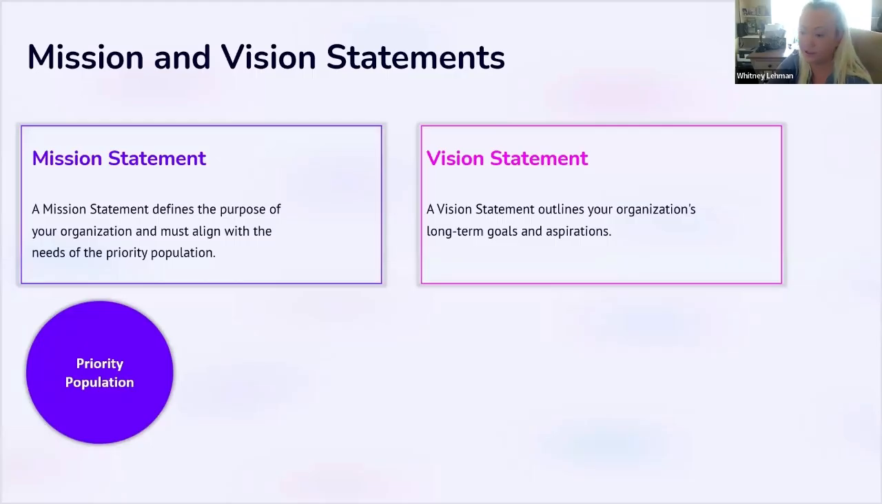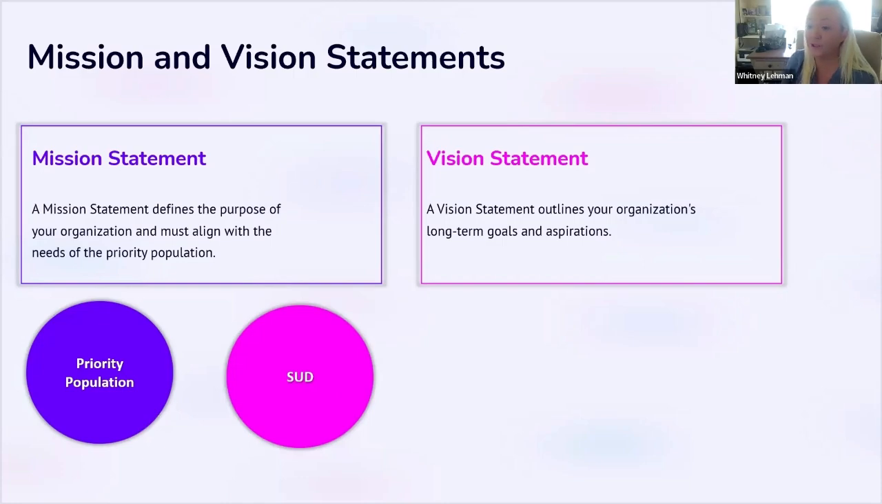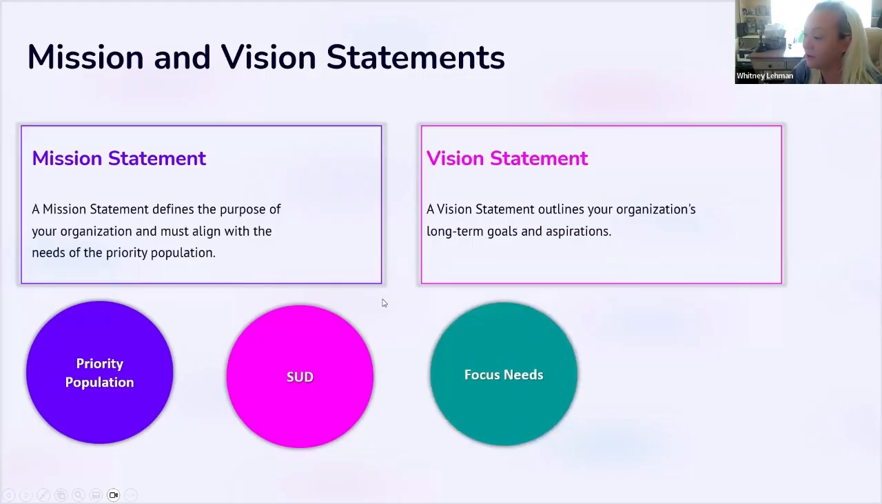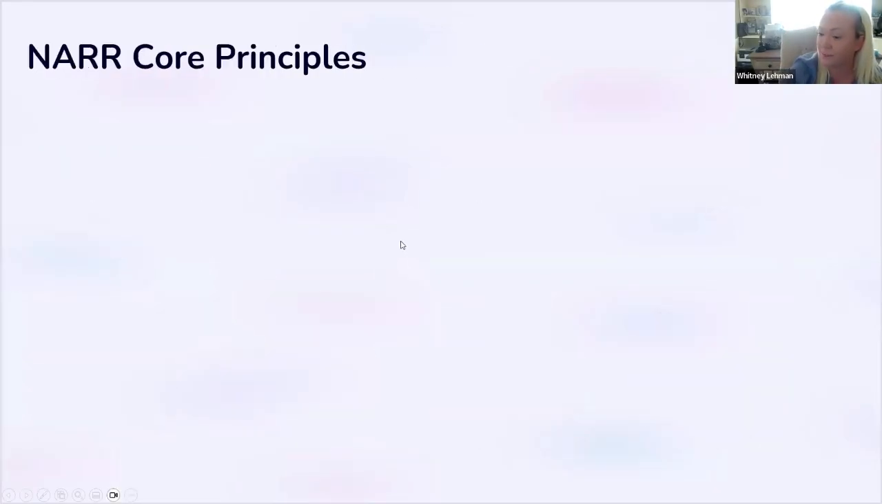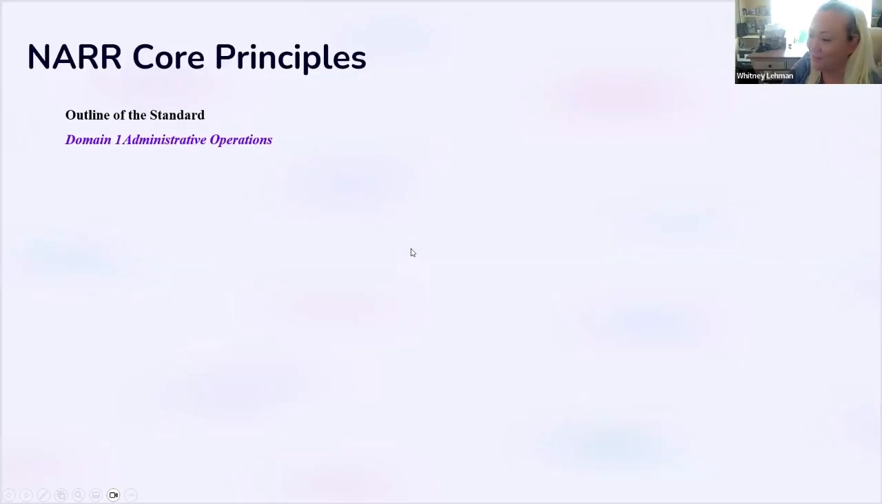And things to consider is what priority populations are you serving? You want to make sure that your mission and vision statements define that you are treating individuals with substance use disorders, although they may also qualify under other criteria, dual diagnosis, but we do want to touch on substance use disorders since these are recovery residences. Focus on the needs of your individual organization and be aligned with NAR's core principles. What are NAR's core principles?